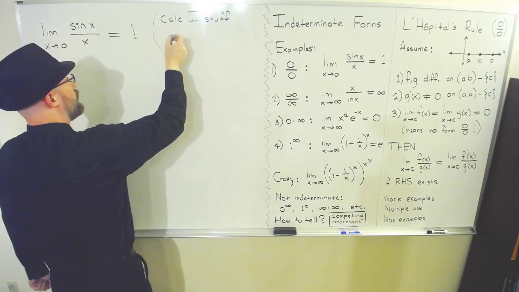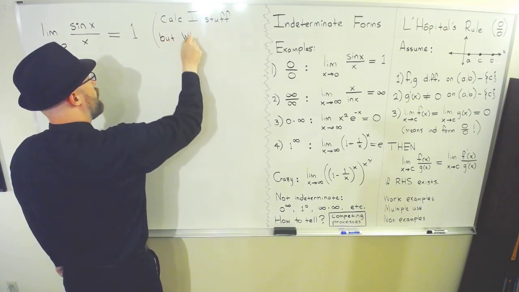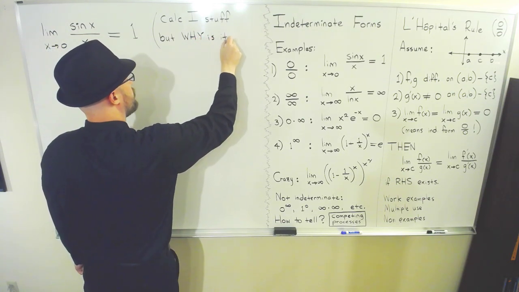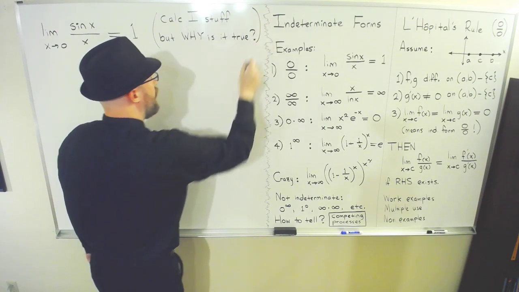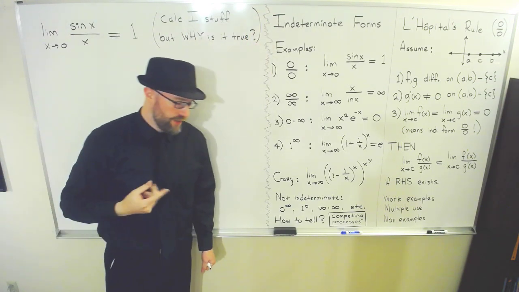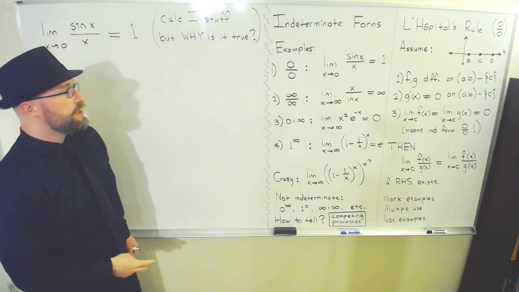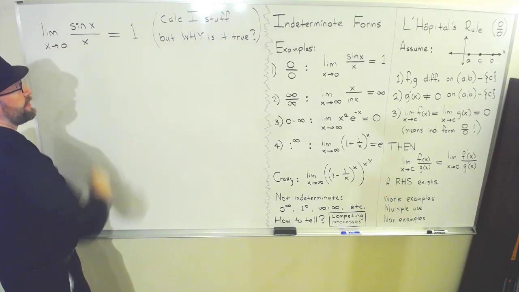But now we're asking the question, but why? But why is it true? Now I claim that you do know, on the basis of calculus 1 material, at least 2 methods for coming to this answer, for figuring this out.